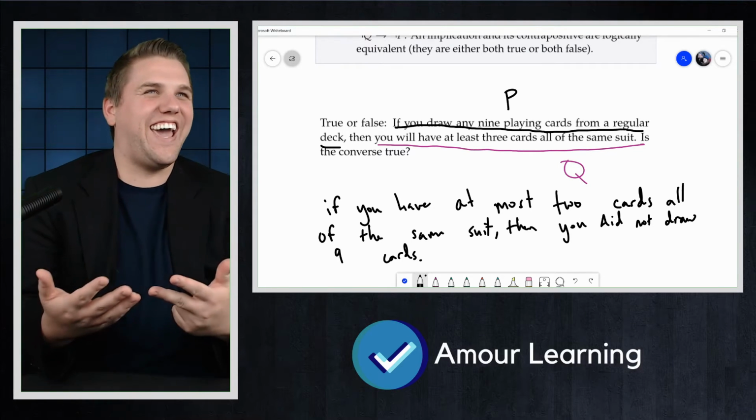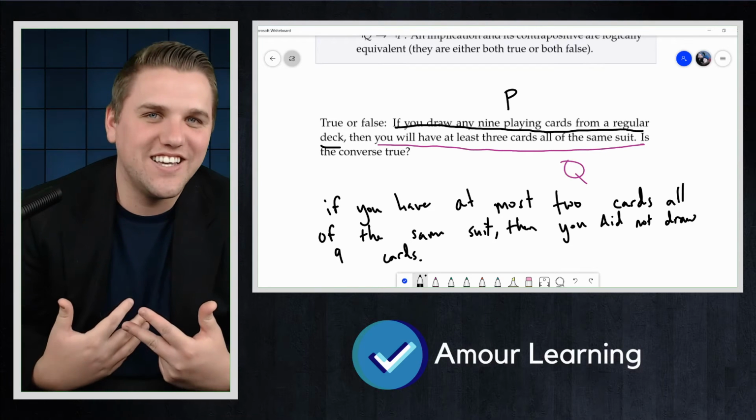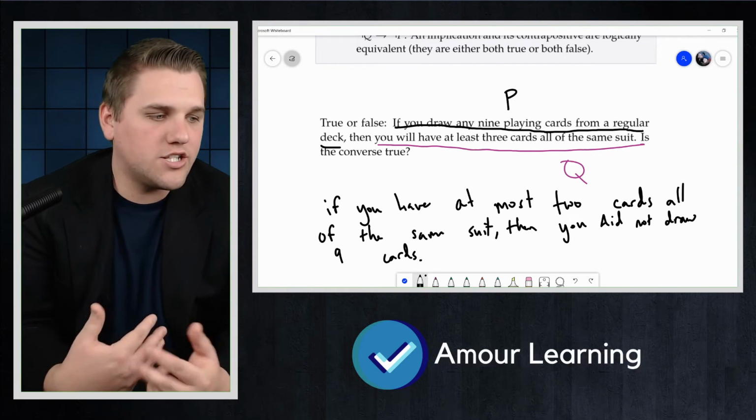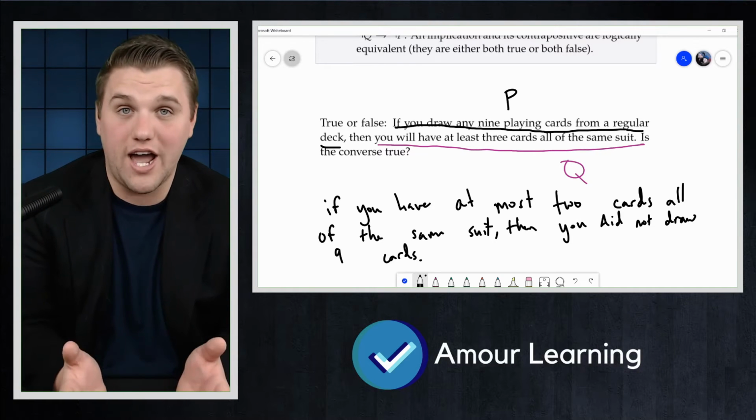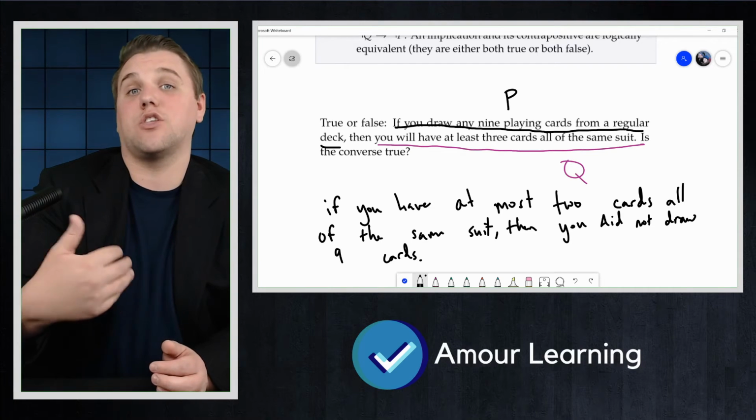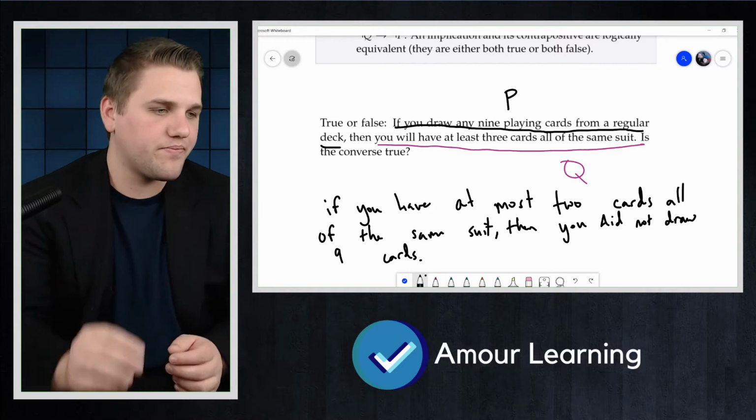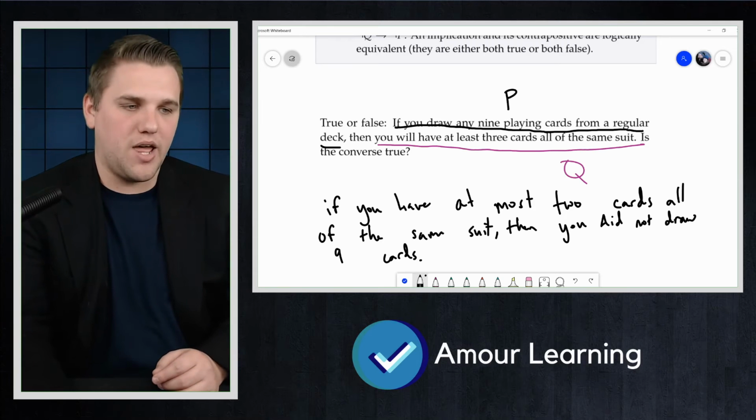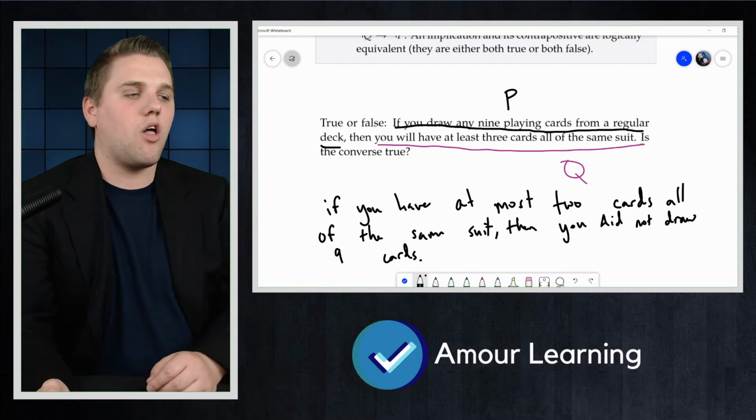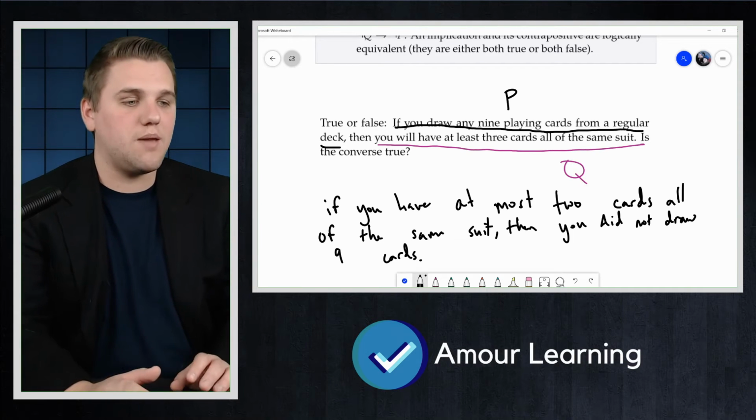There are 8. You can have at most 8 cards here in this example. And so it's definitely not true that you drew 9 cards. If you drew 9 cards, then in one of your suits you'd have at least 3 of one suit, no matter what. And so if you draw any 9 playing cards from a regular deck, then you will have at least 3 cards, all of the same suit. This is a true statement.